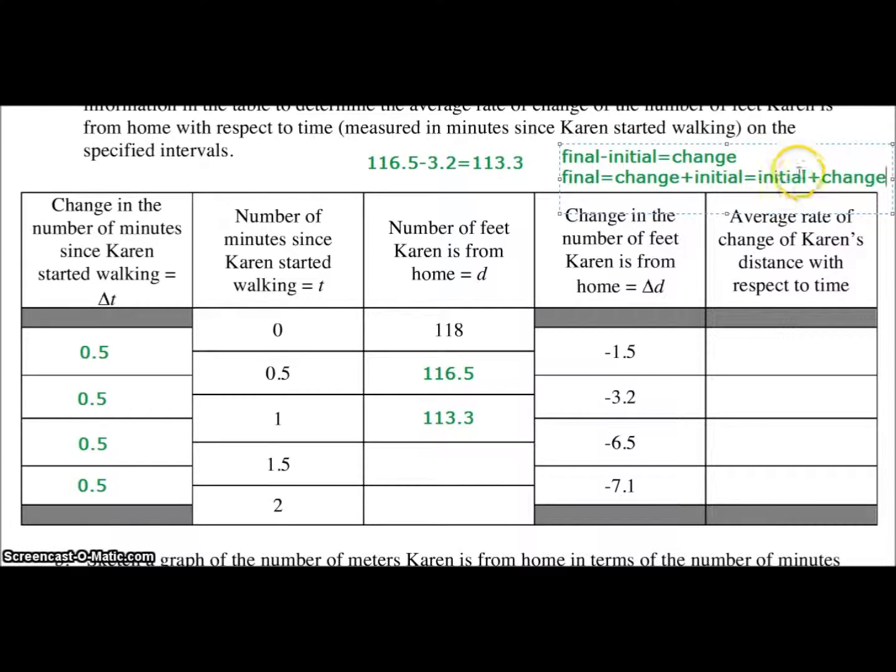That's our initial value plus our change of negative 6.5 gives us 106.8. Then I can take that value, make it my initial, and add the change of negative 7.1, and I get 99.7.